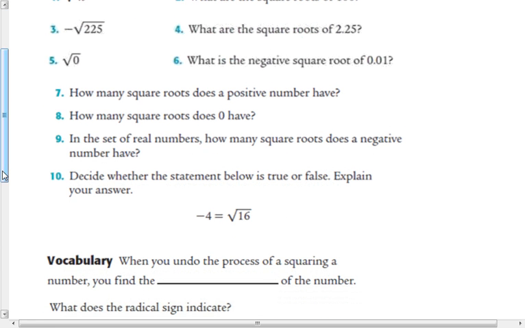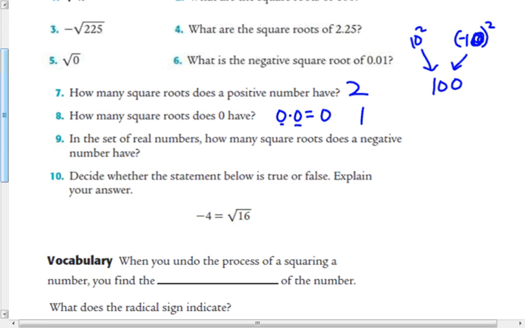7, 8, 9. 7 says, how many square roots does a positive number have? We did this example. What numbers times themselves equal 100? And remember, there's 2: 10 squared and negative 10 squared. Both equal 100. So every positive number has 2 square roots. How many square roots does 0 have? There's only one number multiplied by itself that equals 0, and that's 0.